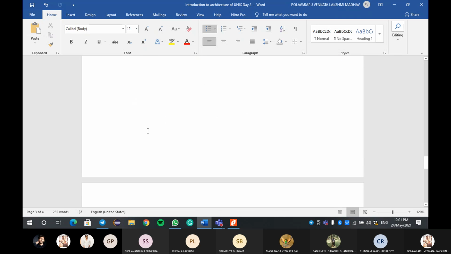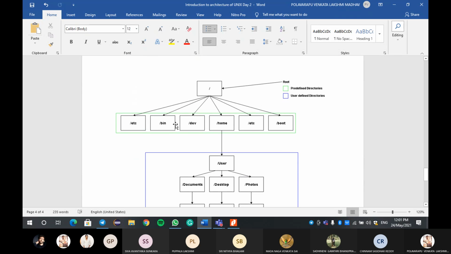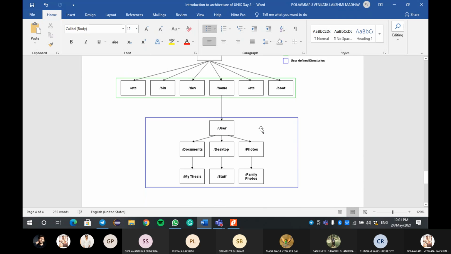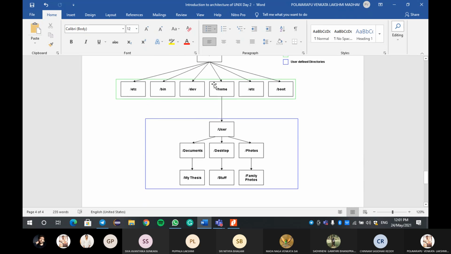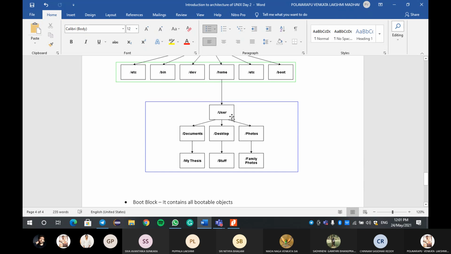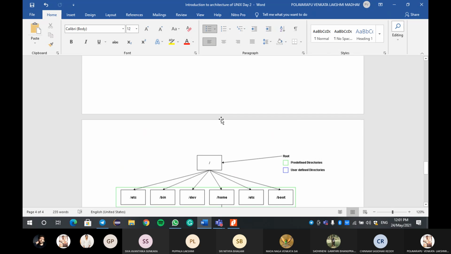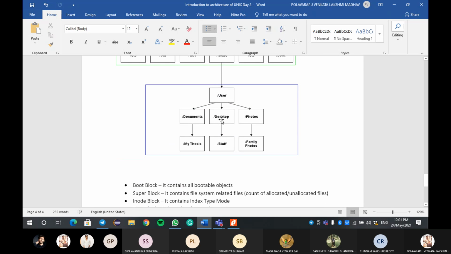Then the Unix file system. Now I am going to discuss the Unix file system. This slash is just for representation purposes, and these are the already predefined directories, and the user defined directory is nothing but using a particular library for our purpose. Here I am using the home directory by the user for opening documents, the desktop, and also photos. Basically, we can use these directories for our working purposes.